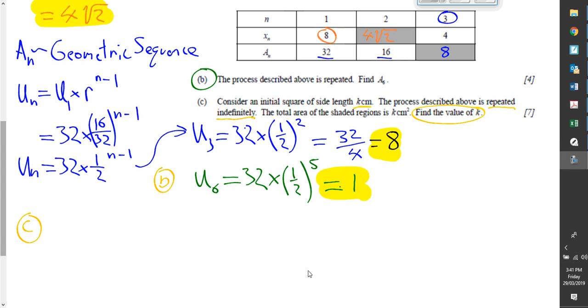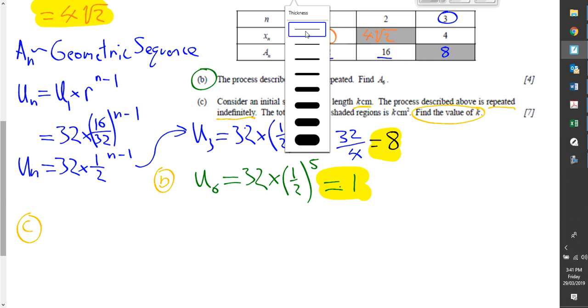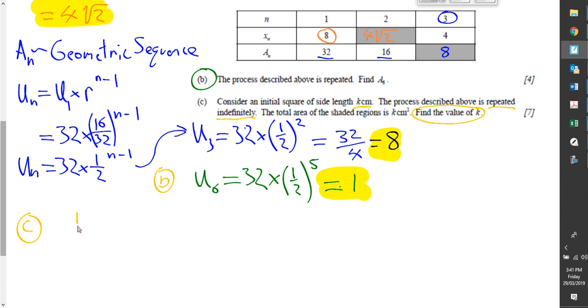All right, so we've been asked to consider an initial square of side length k centimetres. Let's draw that square. What does that square look like? We have a side length of k. The process above is repeated indefinitely. The total area of the shaded region is k centimetres squared. Find the value of k. So we've got a square and then another square inside. This is going to be repeated indefinitely, so because it's being repeated indefinitely, we're going to end up with an infinite series.